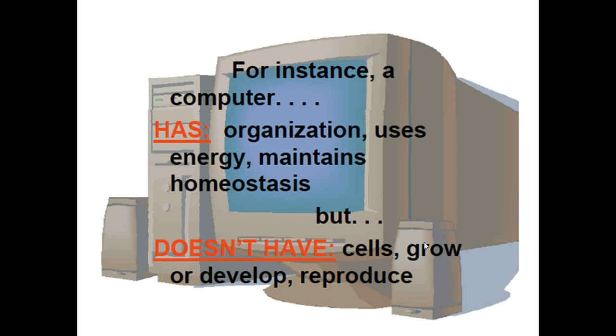So here's an example, the example of a computer. Characteristics a computer has would be organization. It's made of circuits and parts and fans and motors. It can use energy. It has to be plugged in order to run properly. And it maintains homeostasis. If the inside of a computer gets too warm, the fan turns on and cools it down. But the characteristics it does not have are cells. It cannot grow and develop, and it cannot reproduce.